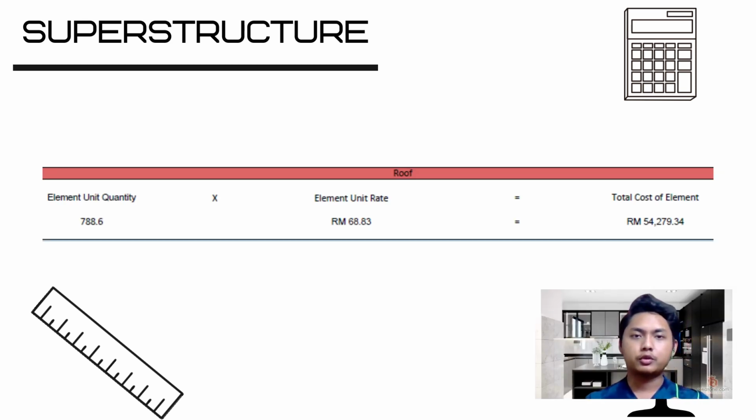The next one is superstructure for the element of roof. To get the total cost element for the roof, we need to multiply the element unit quantity with the element unit rate. So the element unit quantity is 788.6 multiplied by RM 68.83, and we got the total cost element for the roof, which is 54,279 ringgit and 34 cents.